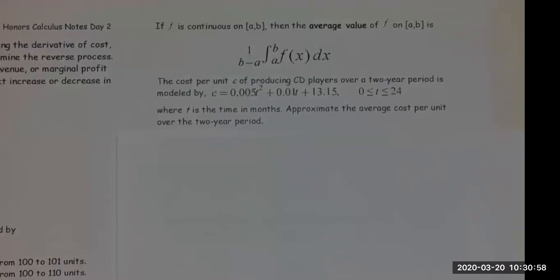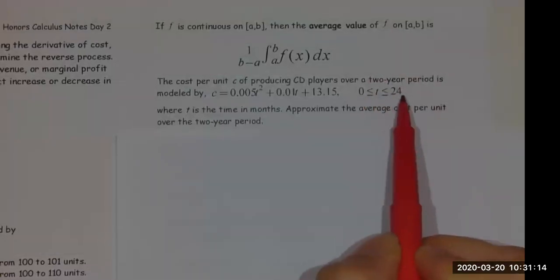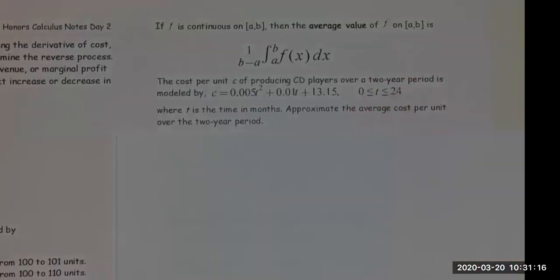The cost per unit, C, of producing CD players over a 2-year period is modeled by the formula cost equals 0.005t squared plus 0.01t plus 13.15. Now, they're telling you 2-year period, so that's telling you that the numbers are in months because it's going from 0 to 24. t is the time in months.